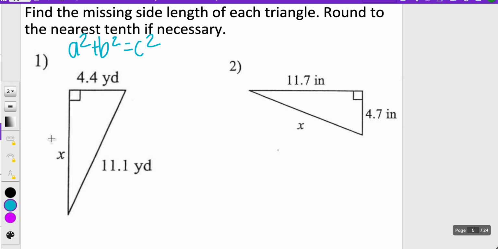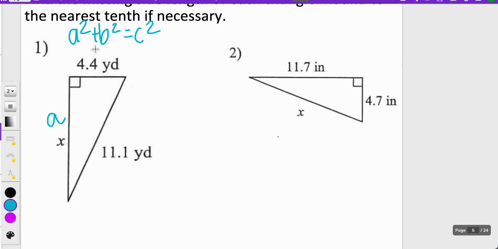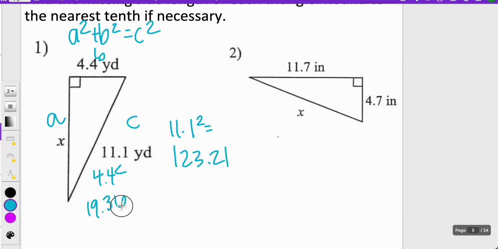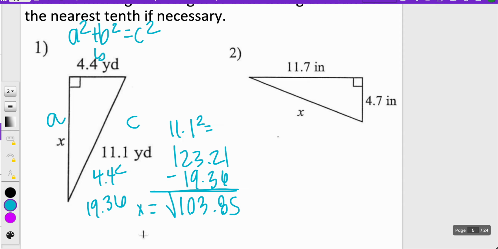Okay. For this first one, I'm missing a leg, so I'll just call that a, so I'm given b and c. So I'm going to take my 11.1 squared, which is 123.21, and my 4.4 squared, which is 19.36, and I'm going to subtract. Okay, I'm going to get 103.85, and then I'll take the square root of that. So x is equal to about 10.2 yards.